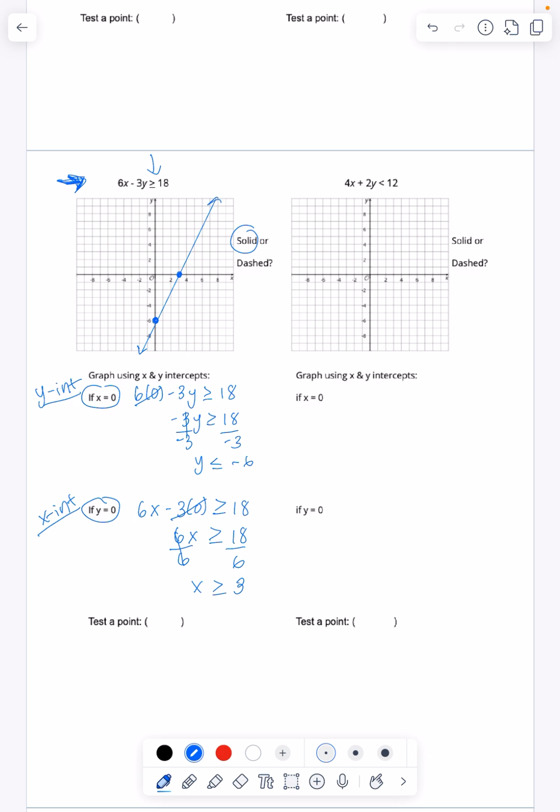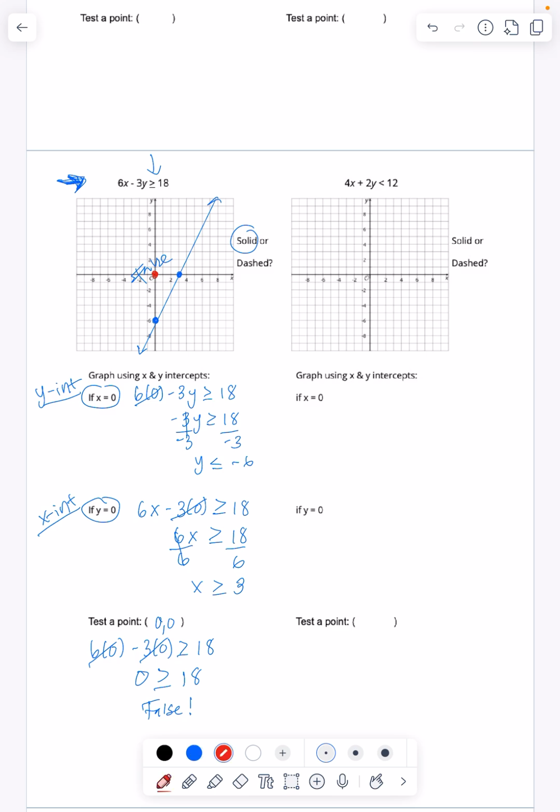And then we test the point again. In this case, we could do 0, 0 again. So let's test it. Testing 0, 0, we get 6 times 0 minus 3 times 0 has to be greater than or equal to 18. Well, 6 times 0 and 3 times 0 are just 0, so everything's going to be zeroed out. Is 0 greater than or equal to 18? Nope, it's false. Right, so this was false.